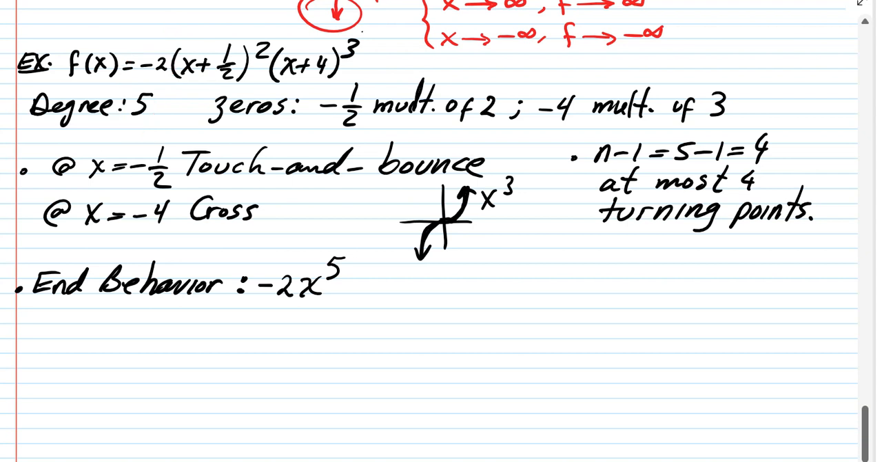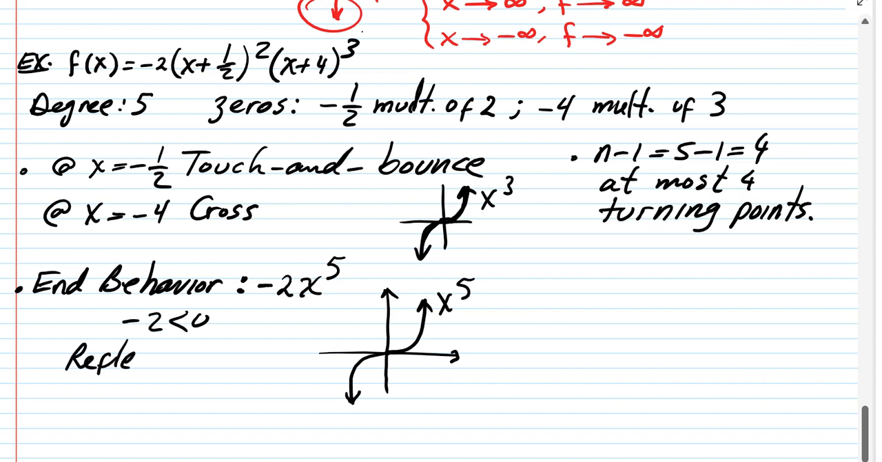All right. So what does this function behave like? Well, x to the 5th is going to be very flat around 0. So there's your x to the 5th. The -2 is less than 0, so there is a reflection actually. Got to be careful whether that number is positive or negative. Reflection about the x-axis.